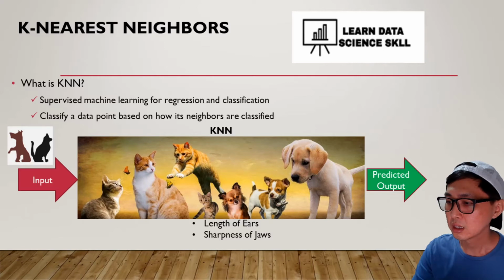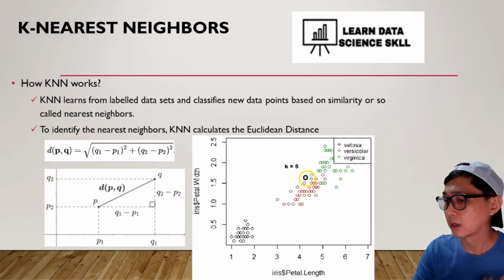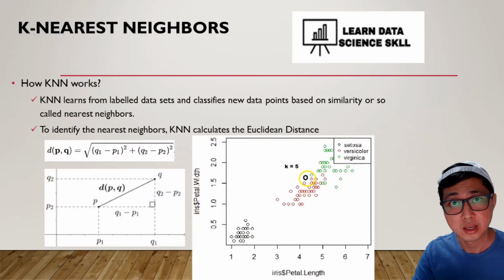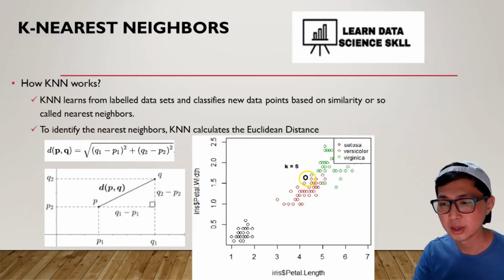And in the next slide, you can see that I'm going to explain to you how K-nearest neighbor works. So K-nearest neighbors actually learns from the labeled data sets, and then it classifies new data points or unknown data points based on the similarity, or so-called the nearest neighbor, as I have just mentioned just now.